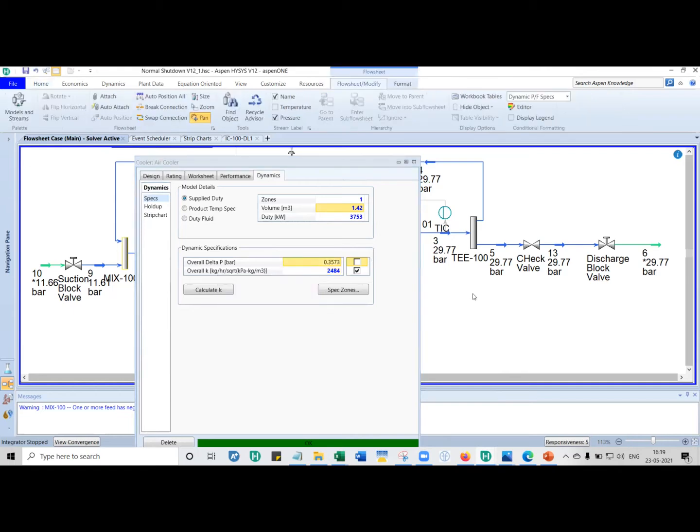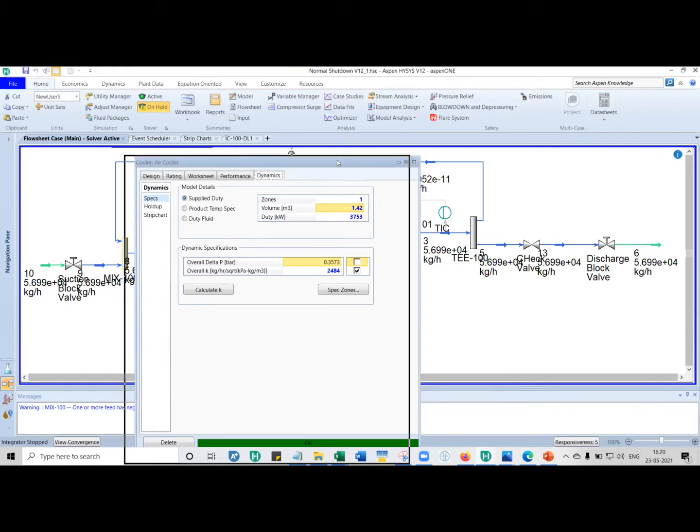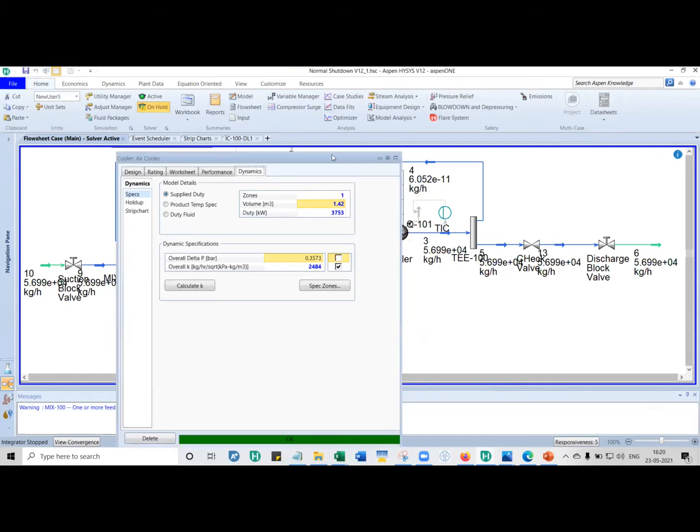If the flow rate is changing, in this case right now it is about 57,000 kg per hour. Let's say it went from 57,000 to 60,000 kg per hour. Using this K value, HYSYS will calculate the new pressure drop. So instead of 0.35, it can become 0.36 or 0.37. It will increase. So for the cooler, you have to put the K value and the volumes as well. You can compute the K value from a heat and material balance: you put, let's say, 0.330, and it will automatically calculate the K value.